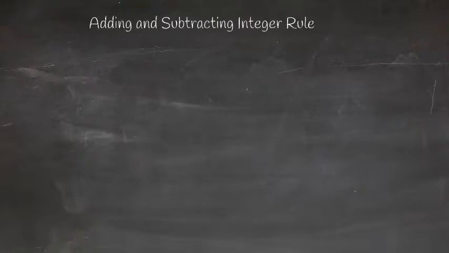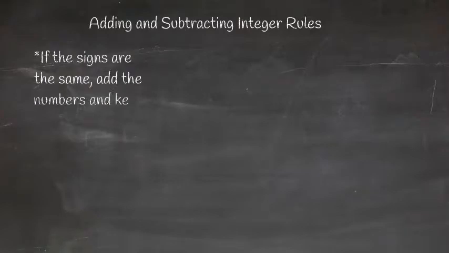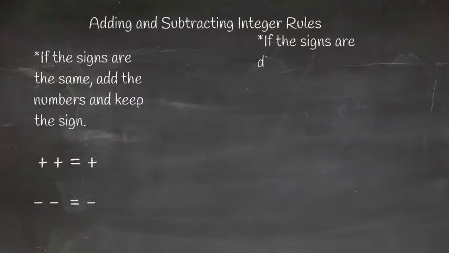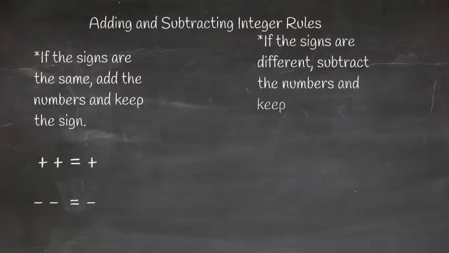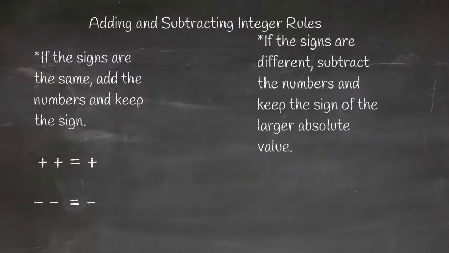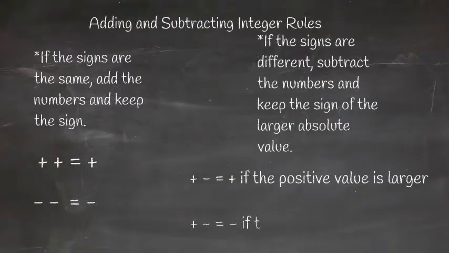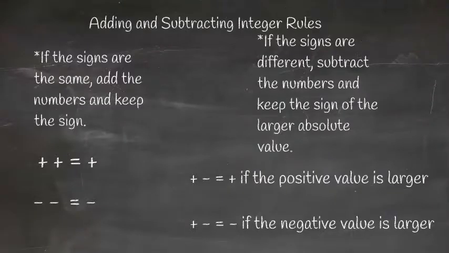Adding and subtracting integer rules. If your signs are the same, you add the numbers and keep the sign. So 2 positives would be a positive, adding 2 negatives would be a negative. If the signs are different, you subtract the numbers and keep the sign of the larger absolute value. So the answer would be positive if the positive value is larger, or negative if the negative is larger.